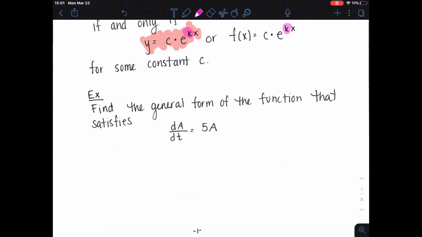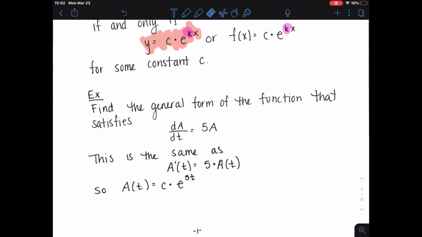We're going to find a function that satisfies the equation, the derivative of A with respect to t, so that's going to be our variable, is 5A. So this is the same as saying dA dt is A prime of t. It's 5 times A, which is A at t. So the function that satisfies this equation is some arbitrary constant, and this 5 becomes the exponent. So you get e to the 5t.